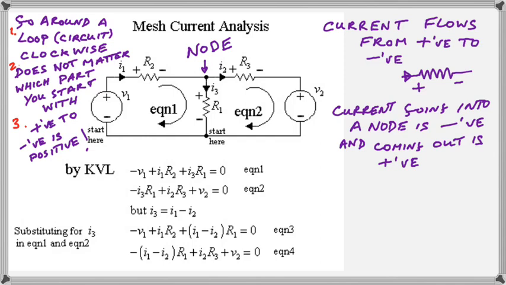And finally, we need a convention when passing through the various parts. And the established convention is that when we move from positive to negative, we take that term in the equation as positive. So if we go through a part and we're moving from positive to negative, it's a positive term. And if we go through that part in the clockwise direction and we're moving from negative to positive, then the term that's represented by that part is negative.